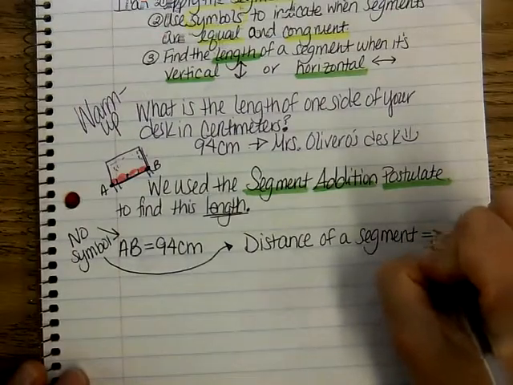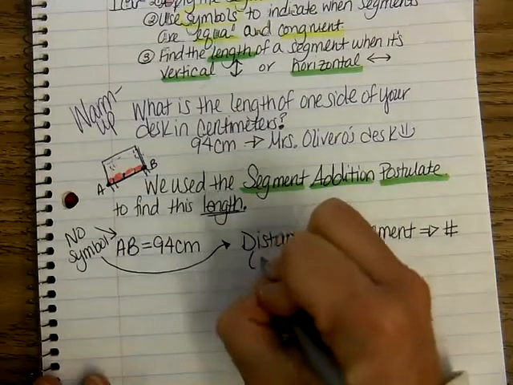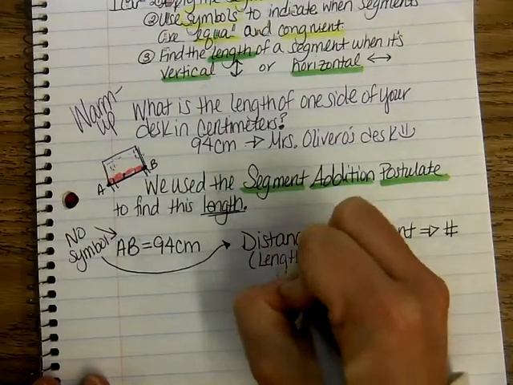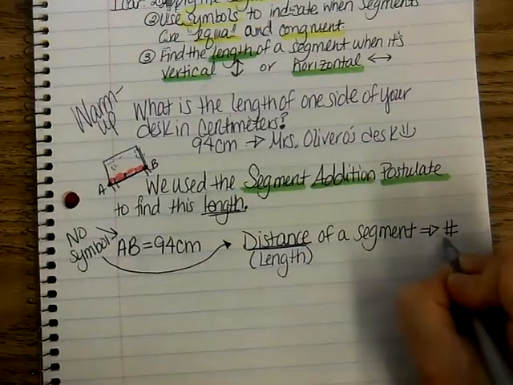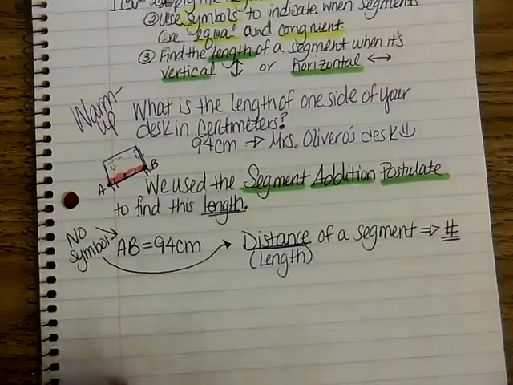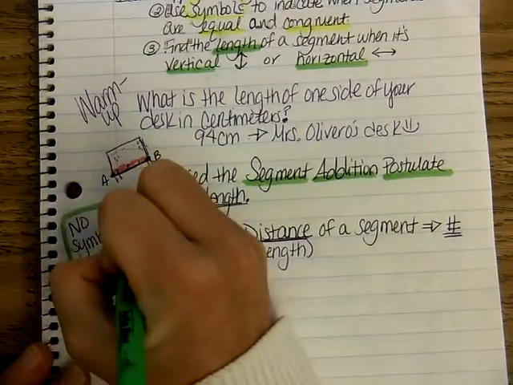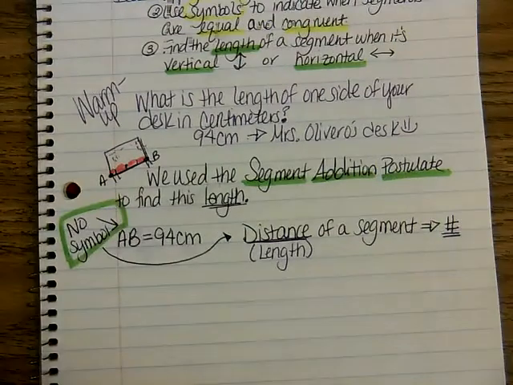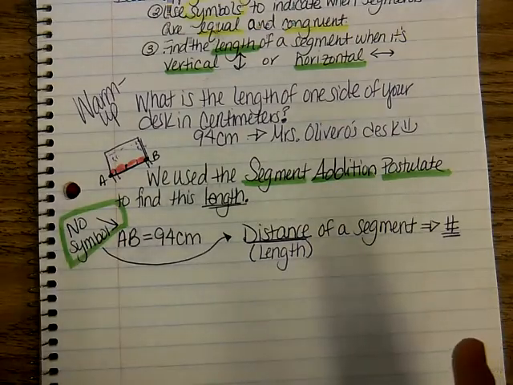Which is a number. Distance is, in other words, length. That is distance right here. Distance or length of a segment is always represented with a number, and there is no symbol above your letters. So when you see no symbol above, we are talking about a value, a length, a number. When you see a symbol above, we're talking about an object or a thing.